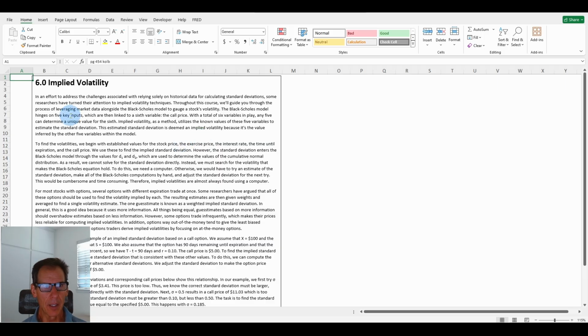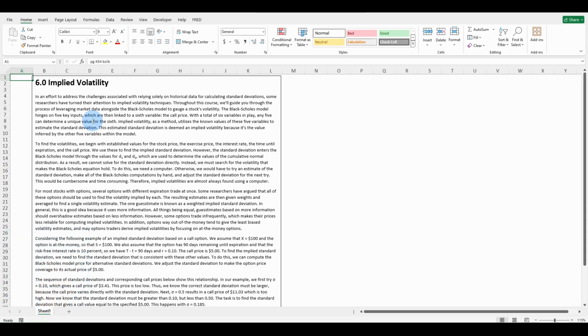Implied volatility. In an effort to address the challenges associated with relying solely on historical data for calculating standard deviations, some researchers have turned their attention to implied volatility techniques. Throughout this course, we'll guide you through the process of leveraging market data alongside the Black-Scholes model to gauge the stock's volatility. The Black-Scholes model hinges on 5 key inputs, which are then linked to a 6th variable, the call price. With a total of 6 variables in play, any 5 can determine a unique value for the 6th.